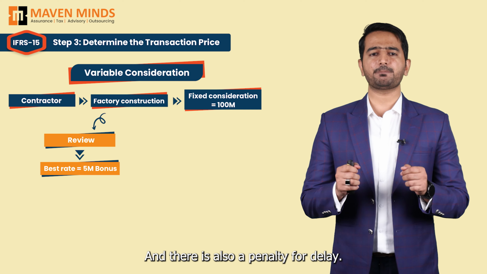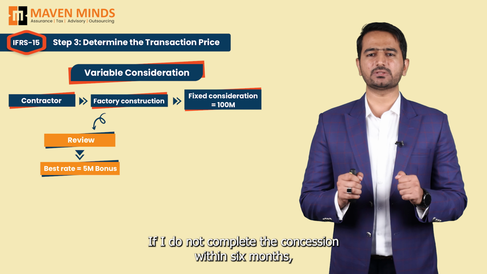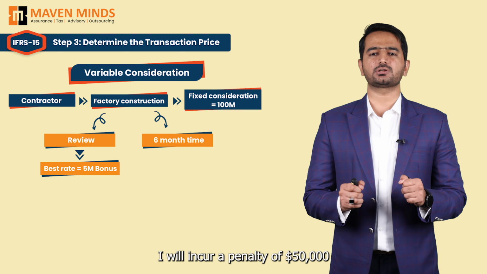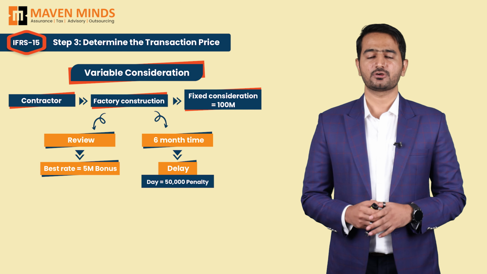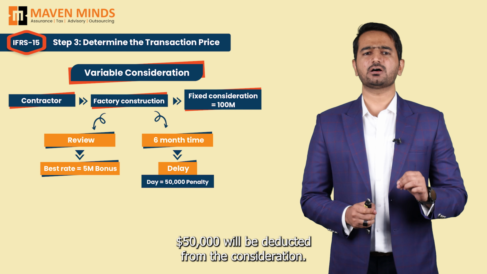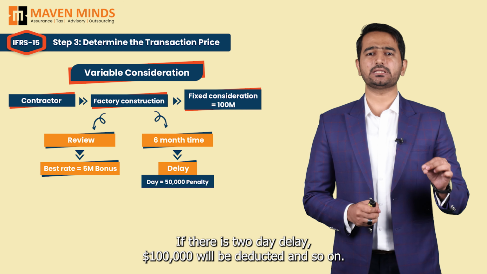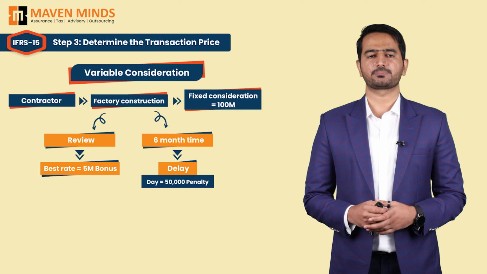And there is also a penalty for delay. If I do not complete the construction within 6 months, I will incur a penalty of $50,000 per day for each additional day of delay. For instance, if there is a 1 day delay, $50,000 will be deducted from the consideration. If there is a 2 day delay, $100,000 will be deducted, and so on.